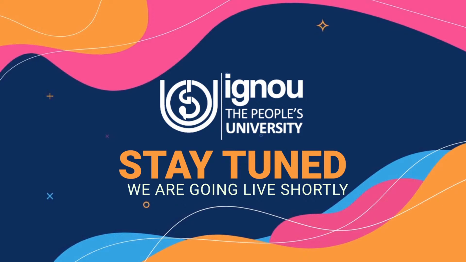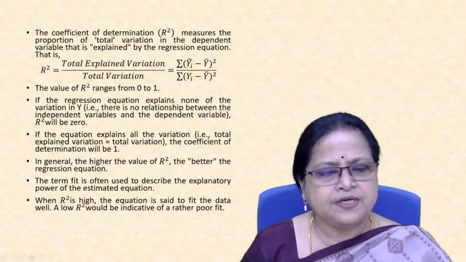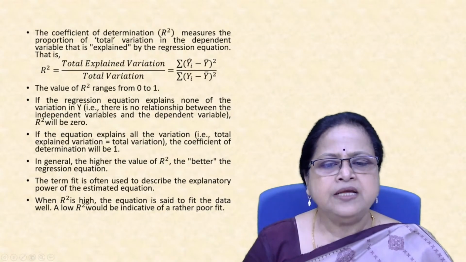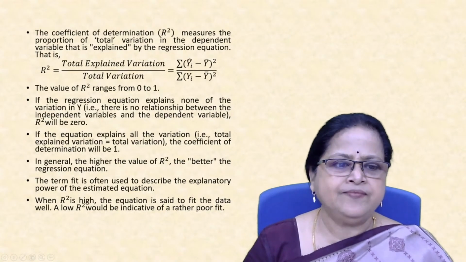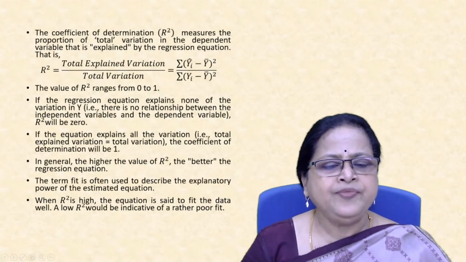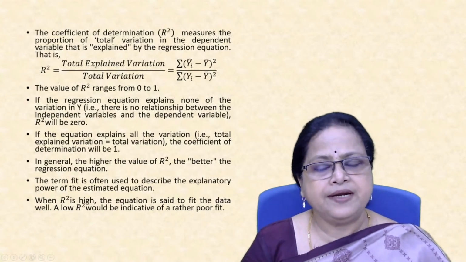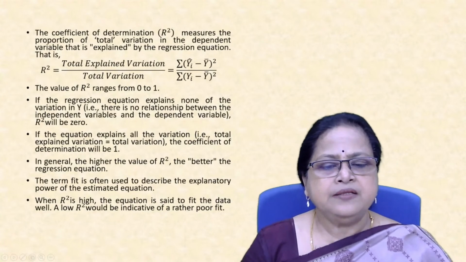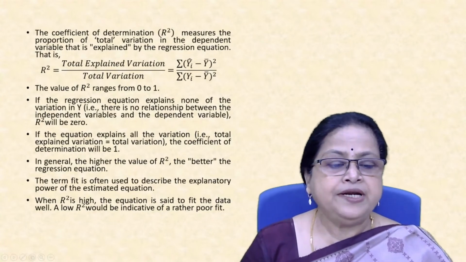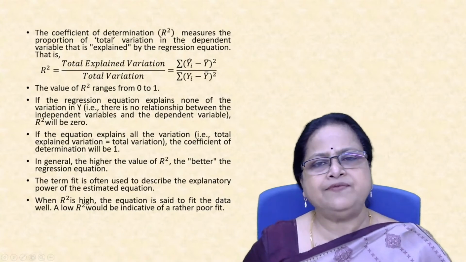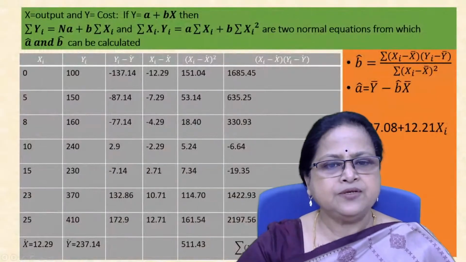If the regression equation explains none of the variation in y, then r square will be 0. If the equation explains all the variation, then the coefficient of determination will be 1. In general, the higher the value of r square, the better the regression equation. The term fit, or best fit, is often used to describe the explanatory power of the estimated equation. When r square is high, the estimated equation is said to fit the data very well, meaning it is close to the data. A low r square would be indicative of a rather poor fit, which is not a good one.